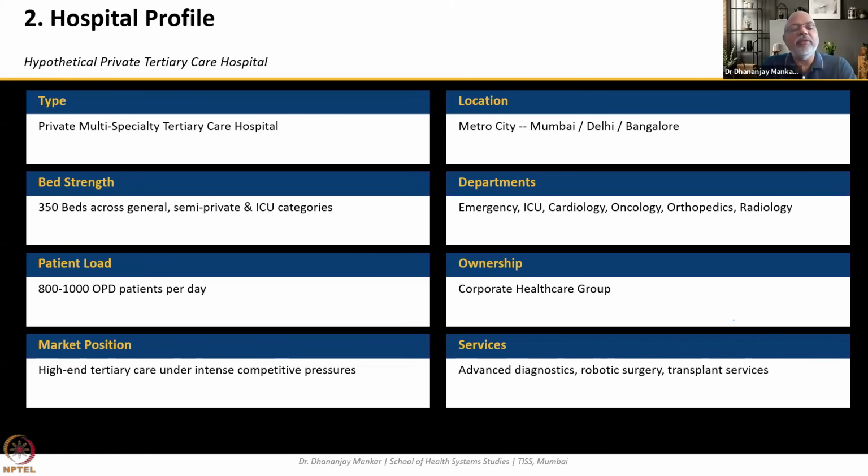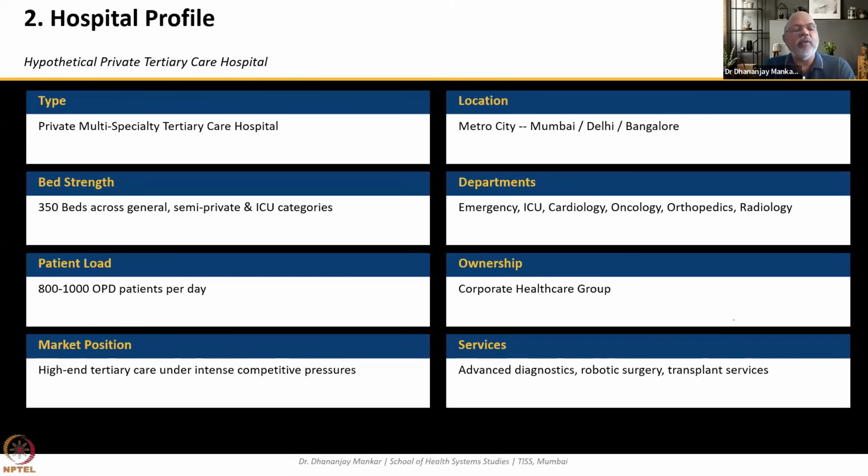The hospital usually gets a footfall of 800 to 1000 OPD patients per day. So you can understand there is a need that is spelled out with this profile. The ownership is a corporate healthcare group which owns this hospital. They make all the provisions, making it a setup that is very well protected in terms of financial support.